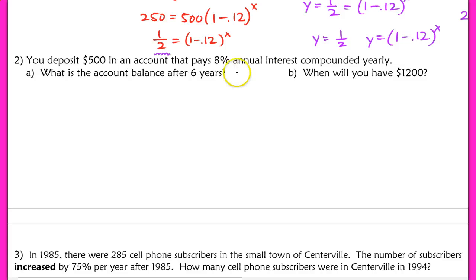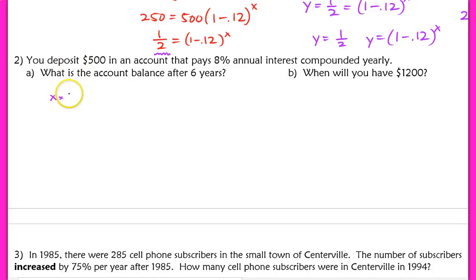So this is a guaranteed 8% annual interest that you're going to get after a year. When it says compounded yearly, that means that after a year, they'll give you 8% back of what was in the original account. So we know that this is going to be a growth, because they're going to add money to your account. So we first should define our variables.